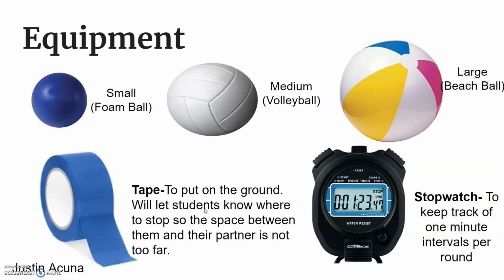This lesson requires a bit of equipment. There will need to be at least 3 of each kind of ball, small, medium, and large, tape, which will allow students to know where to stop so the space between them and their partner is not too far, and a stopwatch to keep track of the 1-minute intervals.